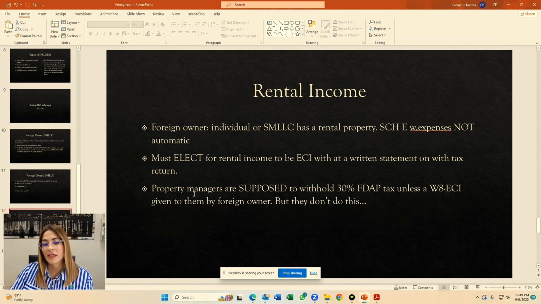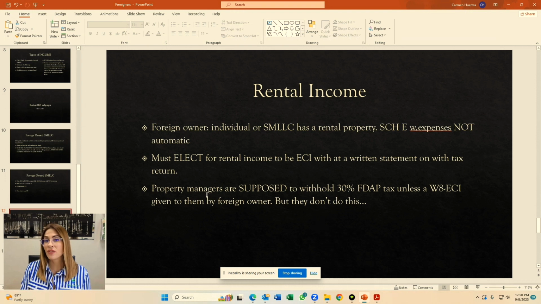Okay. Like I said before, property managers are supposed to withhold the 30%. Unless, so say you do buy a property and you are dealing with a property manager who actually is going to withhold the 30%. And you're like, wait a minute, no, I have the intention of getting this treated as ECI.